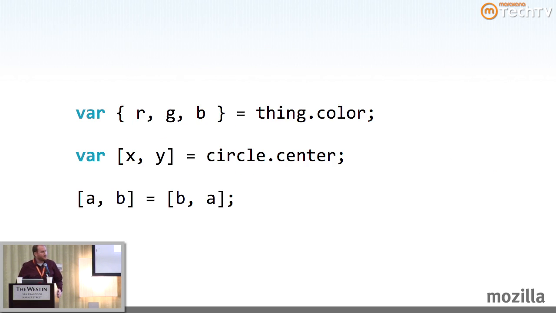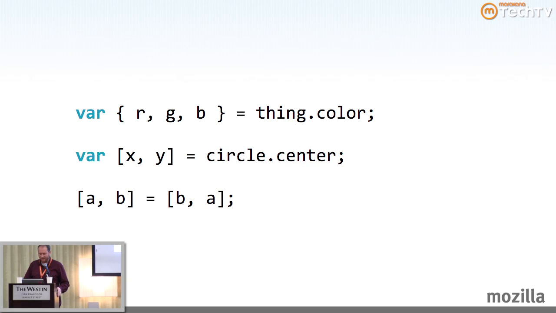Destructuring. This one is in a lot of other languages, but for people who haven't seen it, it looks kind of surprising at first. And then once you start using it, you wonder how you ever lived without it. This saves you so much typing. So here we have thing.color as an object that has R, G, and B properties. And instead of having to write 3 statements that say var R equals thing.color.R, var G equals thing.color.G, we get to just automatically unpack the contents of that object in one single operation.